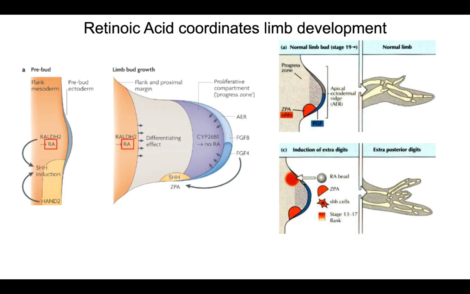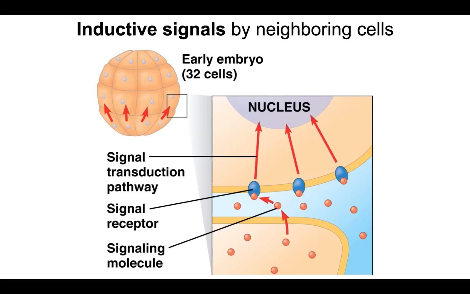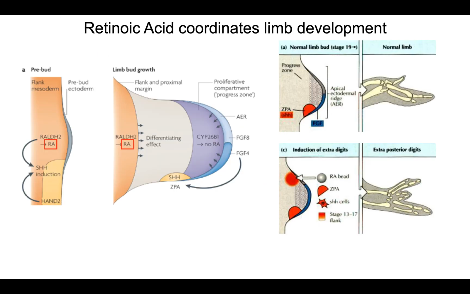So, inductive signals are another way that asymmetries start occurring, that different cell types within a multicellular organism start producing different activators and therefore start producing different sets of proteins.